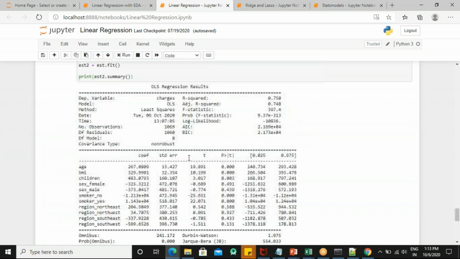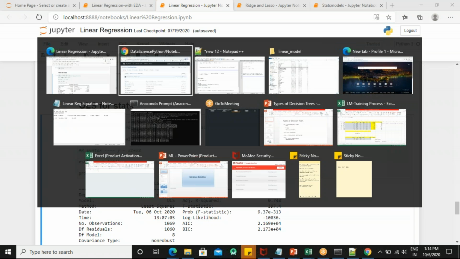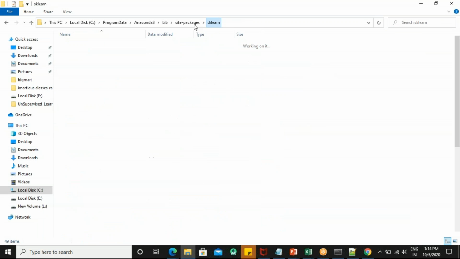Okay, but the important thing is, let's open the OLS from the backend.